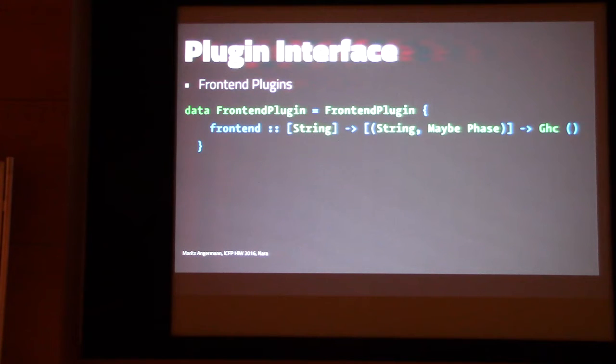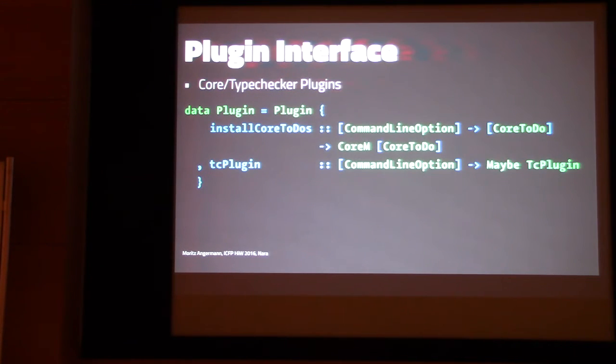And so just to recap, there are currently three kinds of plugins. One is the front-end plugins, where you can load a module which exports this data type, and you get basically the options to your plugin, and then you get a set of modules or files, and the phase they might start if you provide the -x argument, and then you can do some operation in the GHC manner where you have the session, for example.